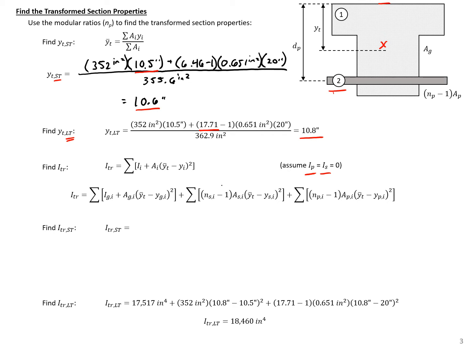All right, so our I transform short term is going to be our gross moment of inertia, 17,517 inches to the fourth, plus our AD squared component for our gross section, 352 square inches, times our D squared component, 10.6 minus 10.5 squared.